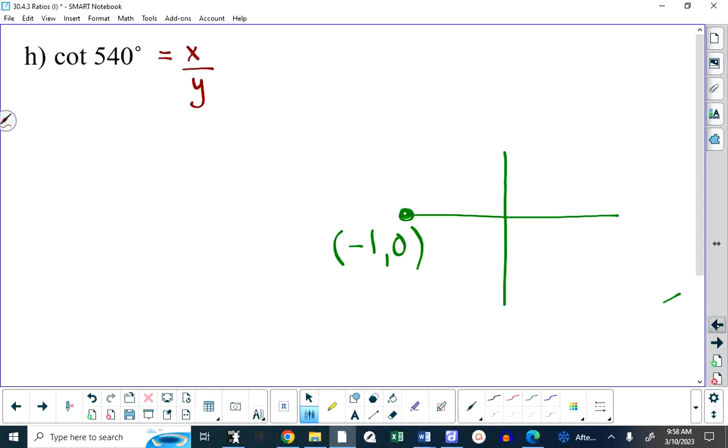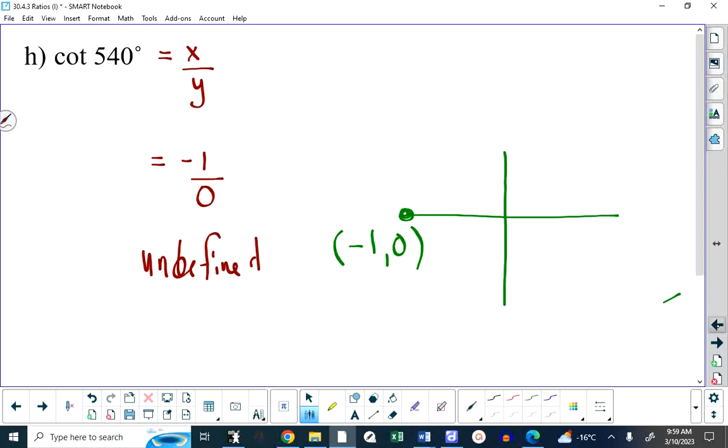So this is negative 1 over 0, which is what? It's negative 1 divided by 0. Can't divide by 0. It's not defined, undefined. So if you had, and you don't, a cotangent button on your calculator and you tried to take the cotangent of that, you would get undefined.